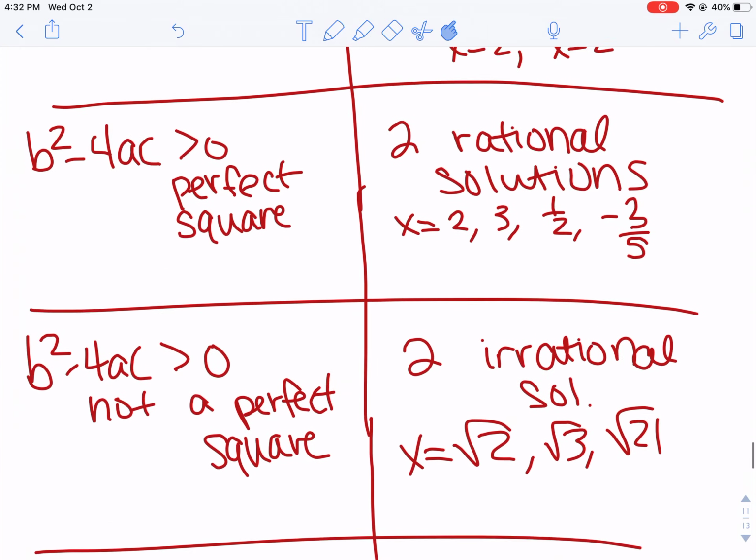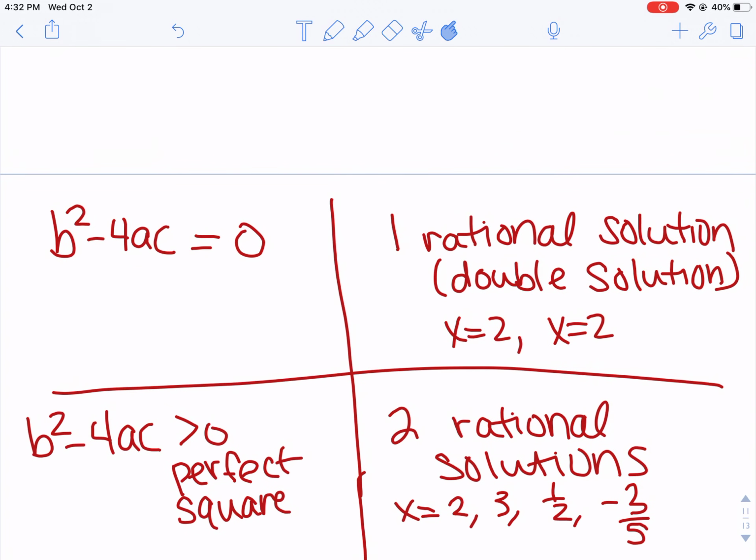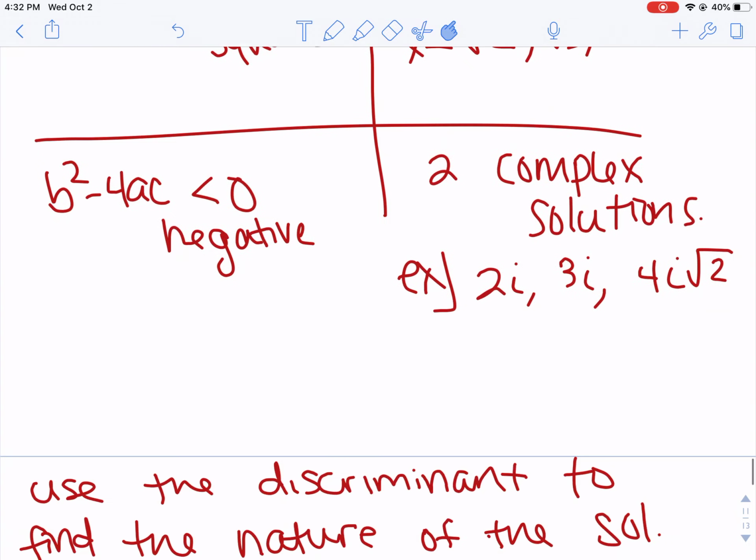Okay, so you go back to your table. All right, if b squared minus 4ac is 0, we're in this form right here, okay, which means we have one rational double solution.